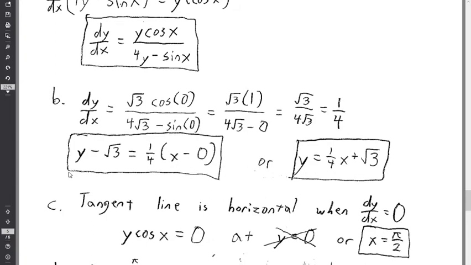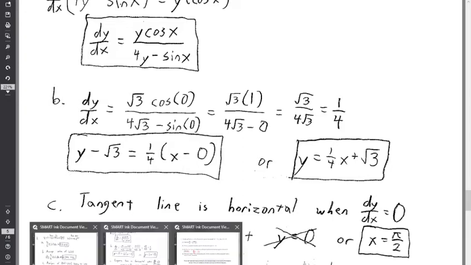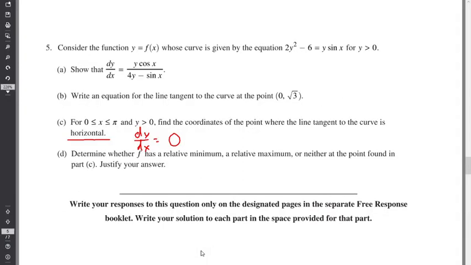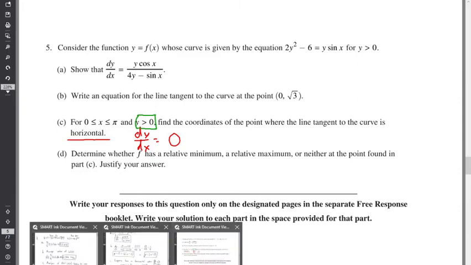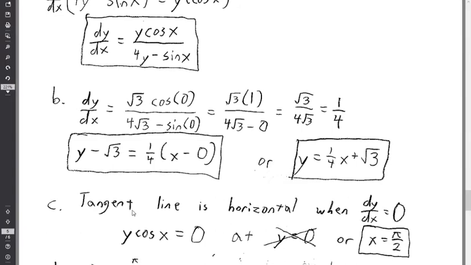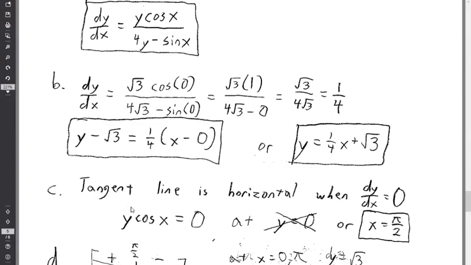y times cosine of x is 0. First of all, y could be 0, but we're going to rule that out. The reason we're going to rule that out is because the problem says when x is from 0 to pi and when y is greater than 0. So they don't want us to factor in y being 0. They want us to use x equaling pi over 2.